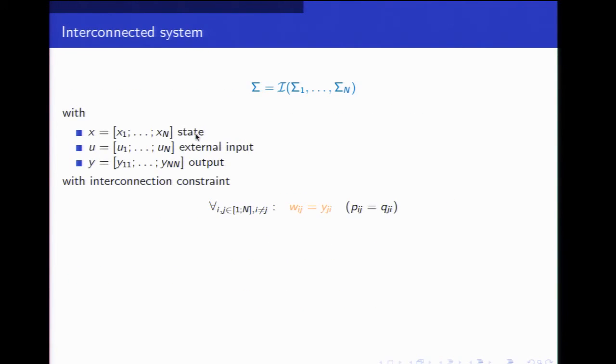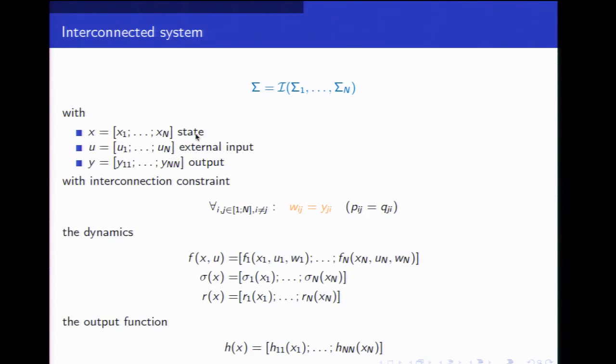So now when we construct the interconnected system, the state is the concatenation of the states, the input is the concatenation of the external inputs, and the output is the concatenation of the external outputs, which we denote with y_i for each i-th component. And now we have the same interconnection constraint. And these are the dynamics: the drift, the diffusion, and the reset term, which is simply the concatenation of all the components.